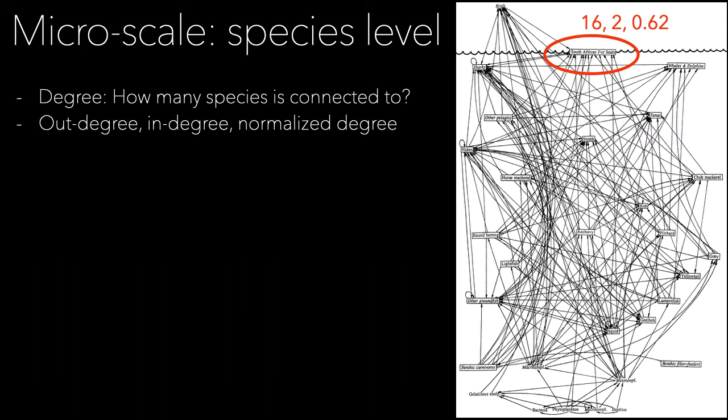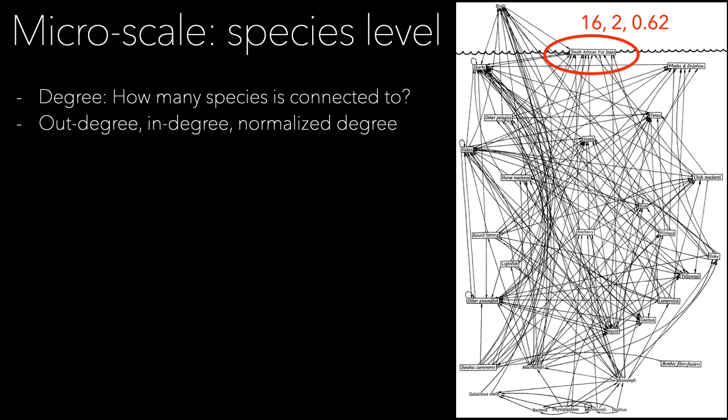We can differentiate this degree in out degree, in degree, or normalized degree. The out degree is basically the number of links going out from a species, basically the number of its predators. The in degree is the number of links getting into the species, basically the number of its prey. In this case, the out degree is 2 for the seals, and the in degree is 16.